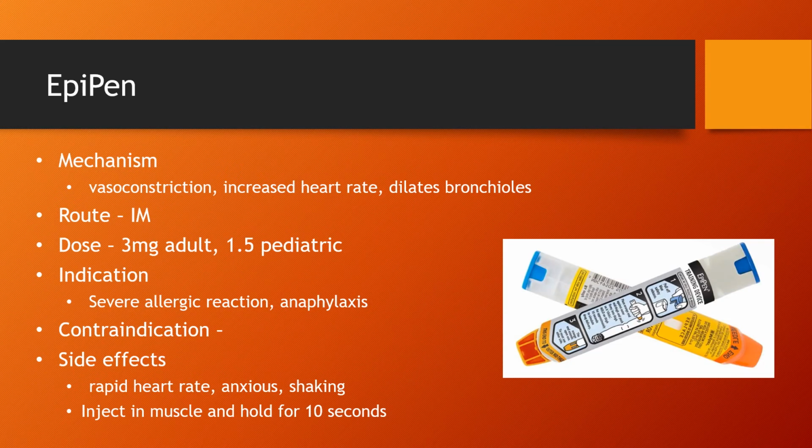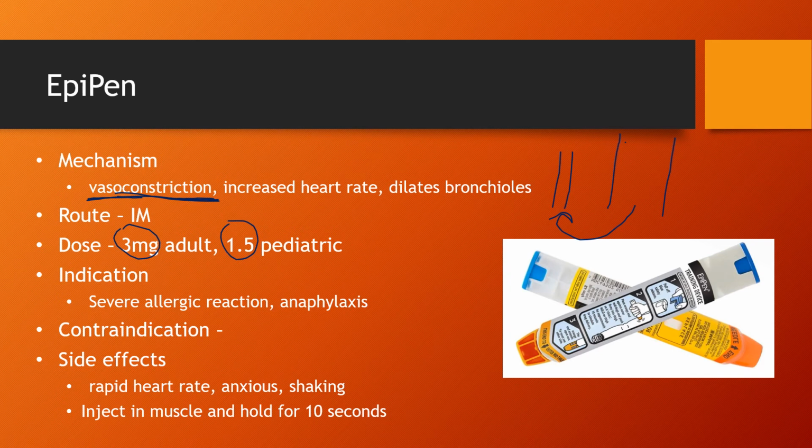EpiPens, you have pediatric and you have adult, 3 milligram for adult, 1.5 for pediatric. This is going to cause a vasoconstriction, increased heart rate, and dilates the bronchioles. So when we talked about anaphylaxis, we said that blood vessel goes from this to this. Well, epi creates a vasoconstriction and pulls it back to its normal size, which should help increase the blood pressure.